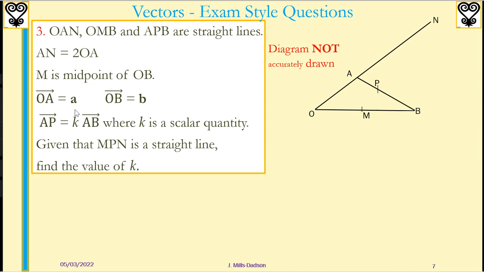Vector OA is A. Vector OB is B. Vector AP is equal to K of vector AB, where K is a scalar. Given that MPN is a straight line, find the value of K. So we need to put in the information on the diagram.